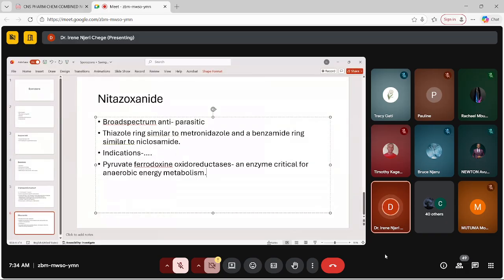Usually it's a tablet, it can be a syrup. Usually it's taken for about a week. It is actually absorbed in the GIT. Okay, it's excreted in the feces and in the urine, mostly in the feces. And it's rapidly hydrolyzed to an active drug, which is tizoxanide. Okay, it is a prodrug.